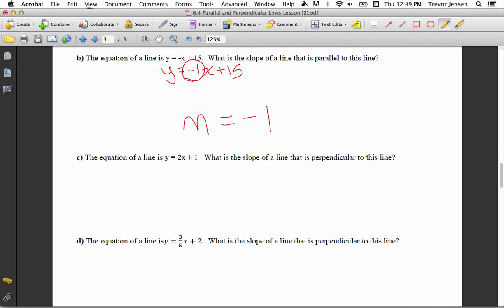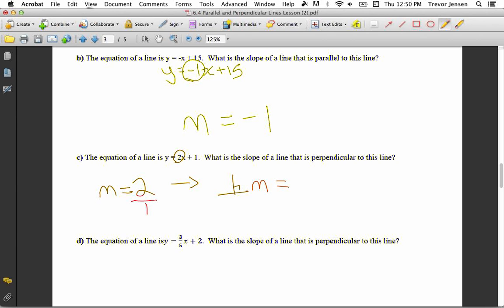If the equation of a line is y equals 2x plus 1, what is the slope of a line perpendicular to this line? Well, the slope of this line is 2. Therefore, the perpendicular slope is going to be the negative reciprocal of that. So the perpendicular slope equals, well, the original slope was 2. I'll write that as 2 over 1.